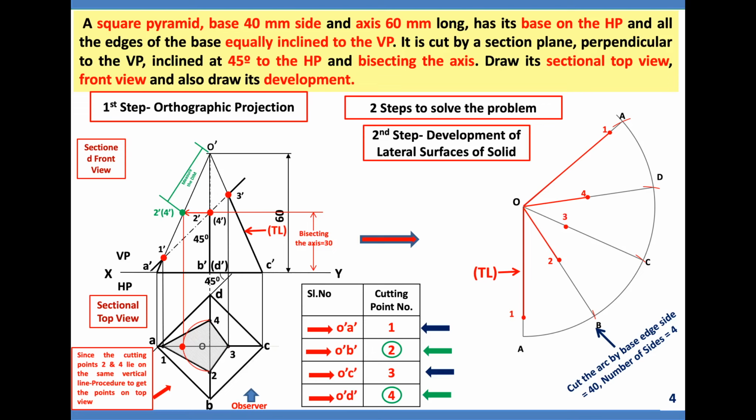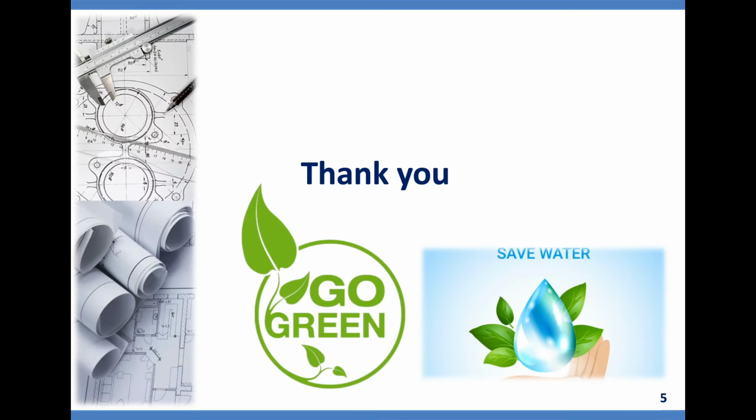So I got all the points. Join from 1 to 2, 2 to 3, 3 to 4 and back to 1. Next, draw the base and also don't forget to join. I'll use the cursor: A to 1, B to 2, C to 3, D to 4, A to 1. So this is the development of the sectioned solid. Hope you understood. Thank you.